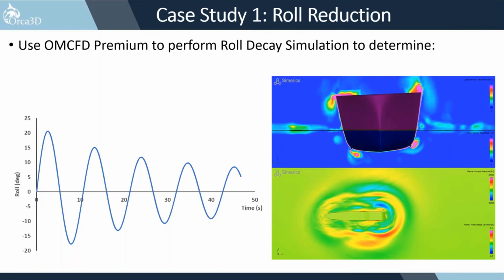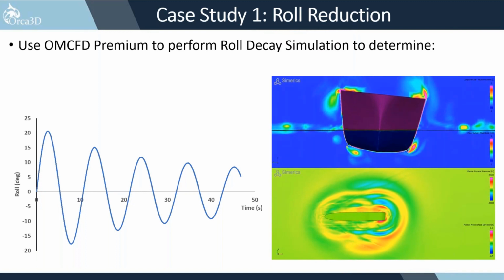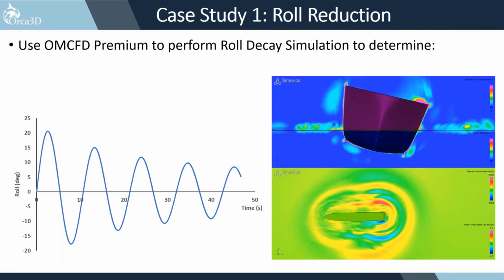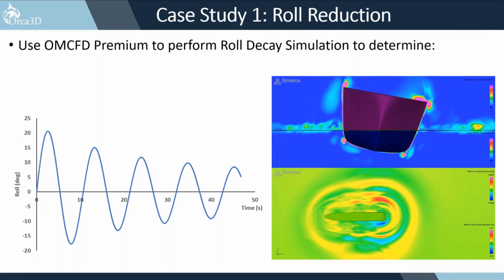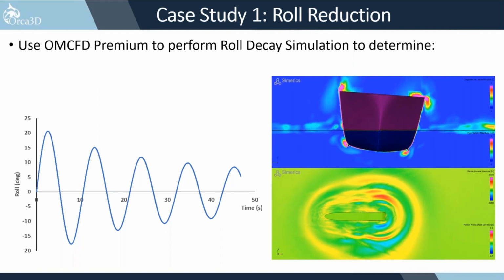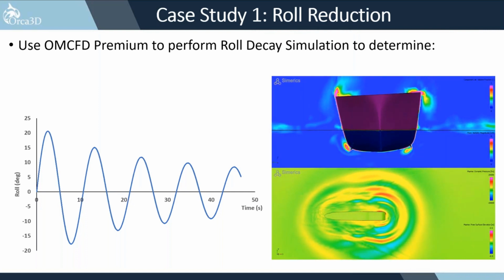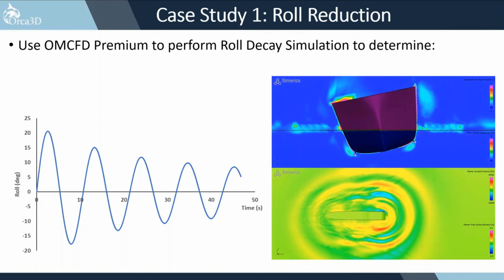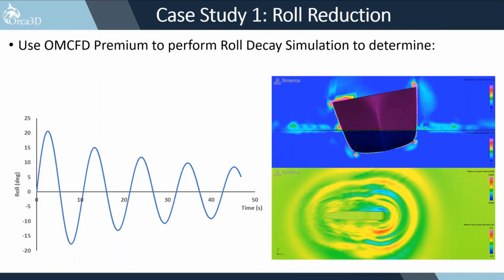So one way to think of a roll decay, for those of you who haven't seen that type of a test before, is you can think about it much in the way you would think about your system on your vehicle of having springs to cushion the ride on your automobile and shock absorbers to provide damping, right?